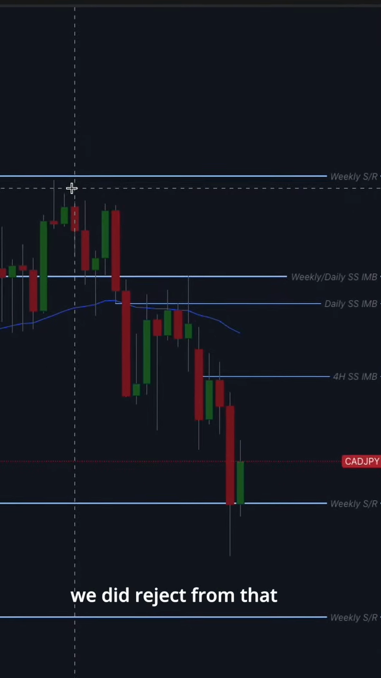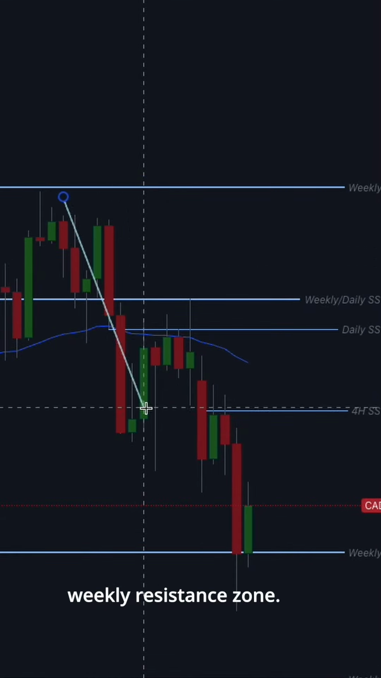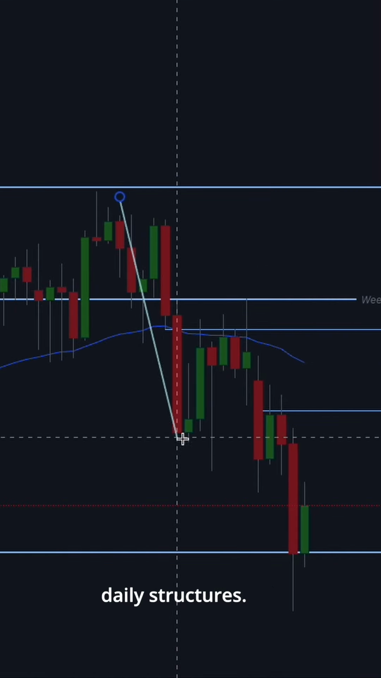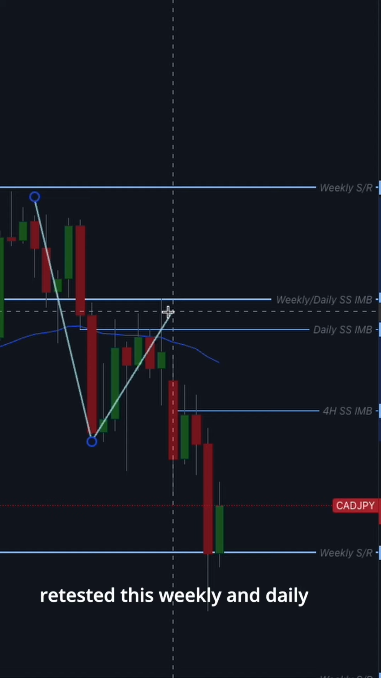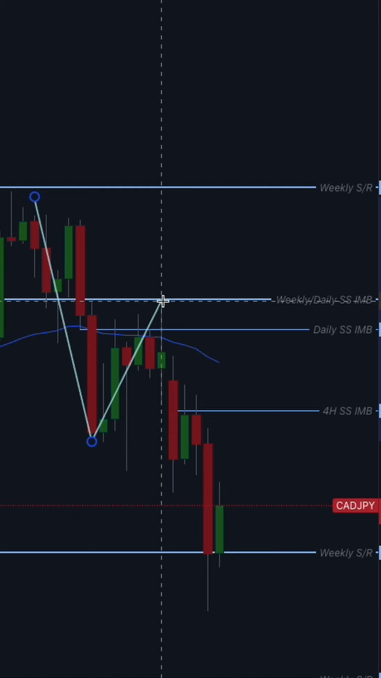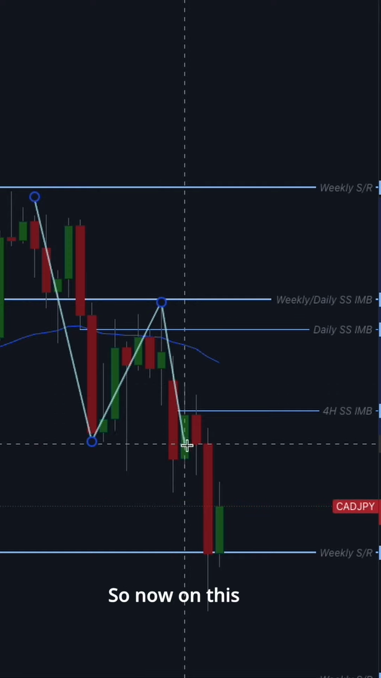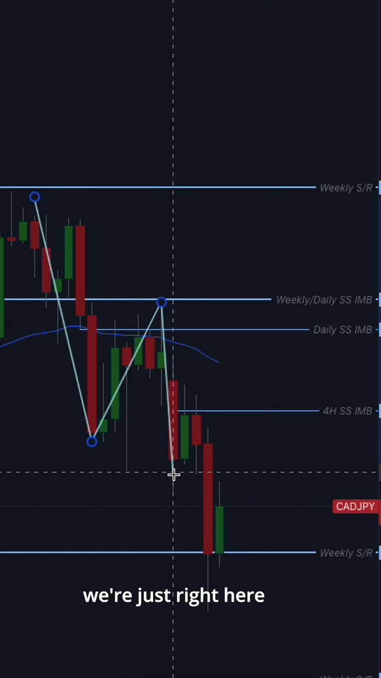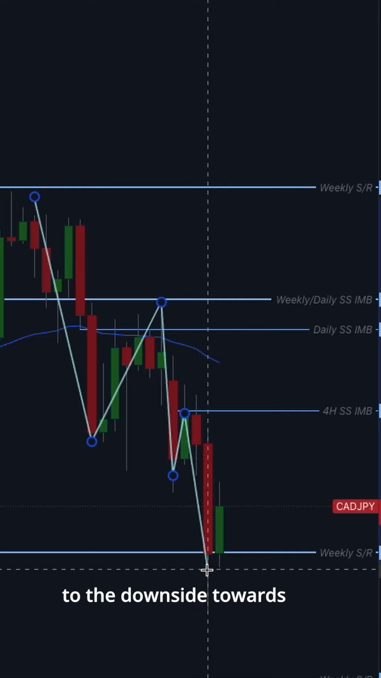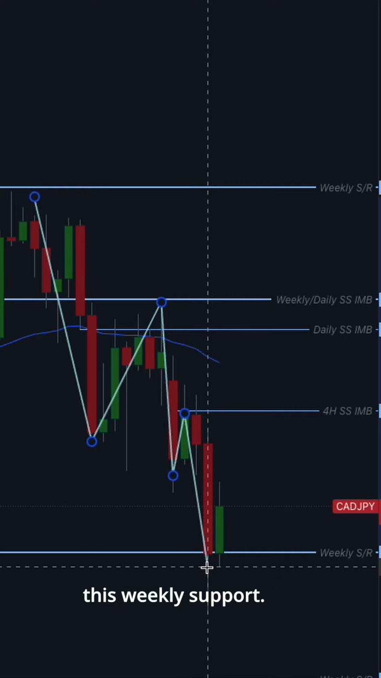Down on the daily, we did reject from that weekly resistance zone. We came down, we broke daily structures. We came up and retested this weekly and daily sell side imbalance. We were looking for shorts around here, but the lower time frames didn't give us the confirmations. So now on this daily move, we're just right here looking for continuation to the downside towards this weekly support.